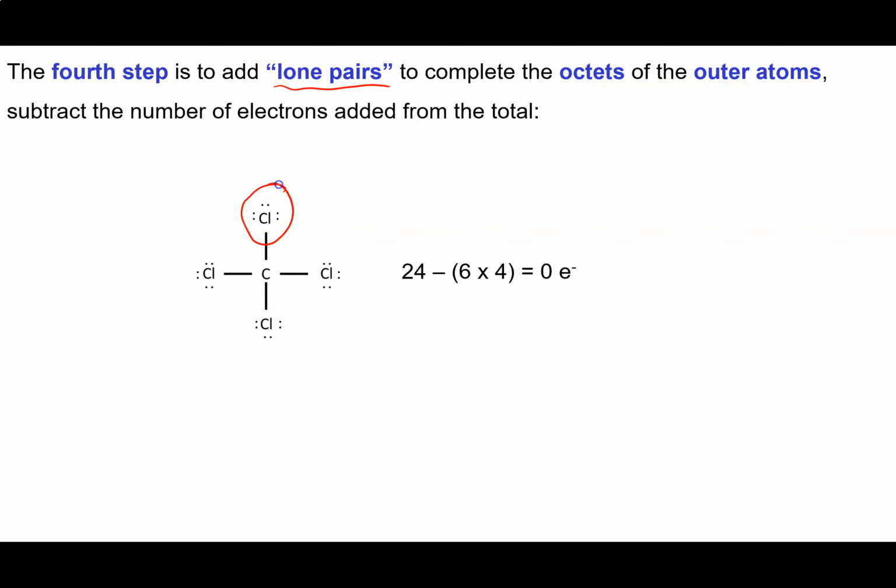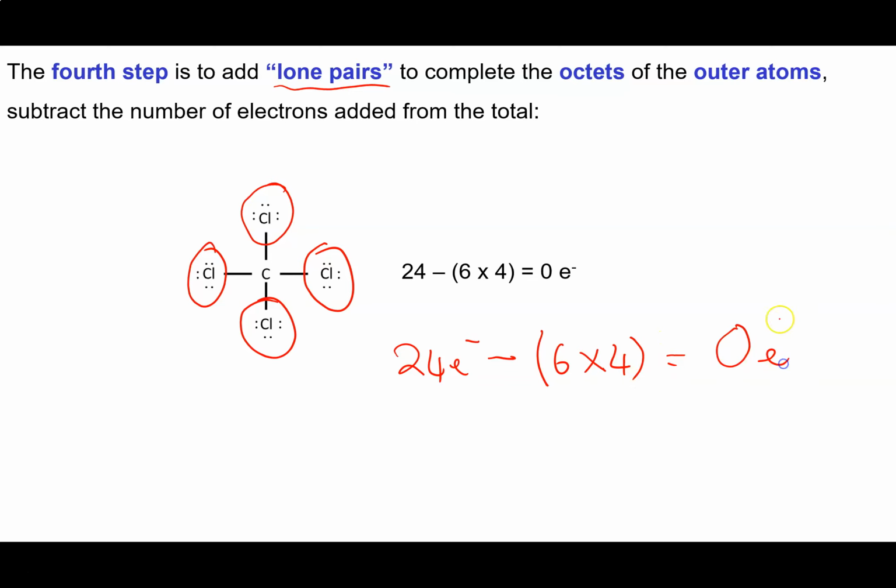So I need 3 lone pairs on every chlorine atom to finish off the octet. After making the bonds, I had 24 electrons, and then I add 6 to each of the 4 chlorine atoms, and that gives me 0 electrons left.